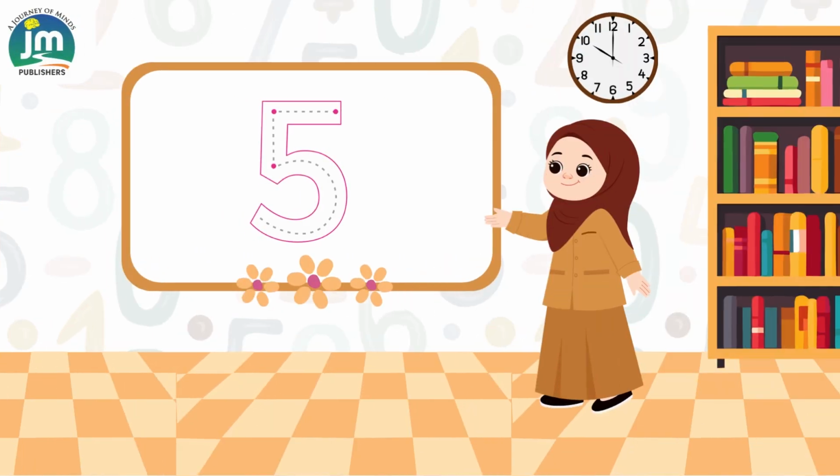Let's trace with your finger. Draw a small line, left to right, then a long down line, and make a curve. So 5 say hello.